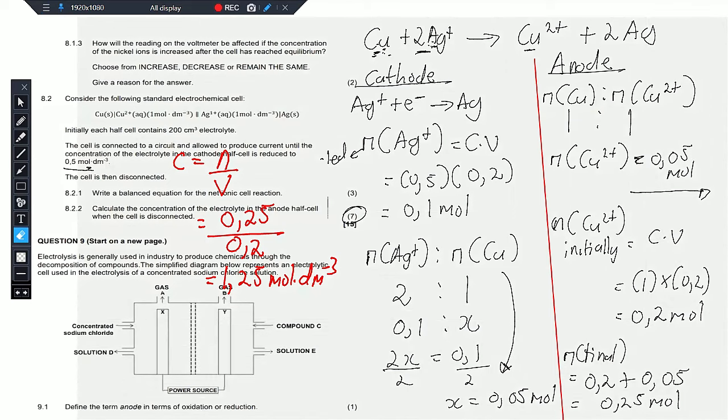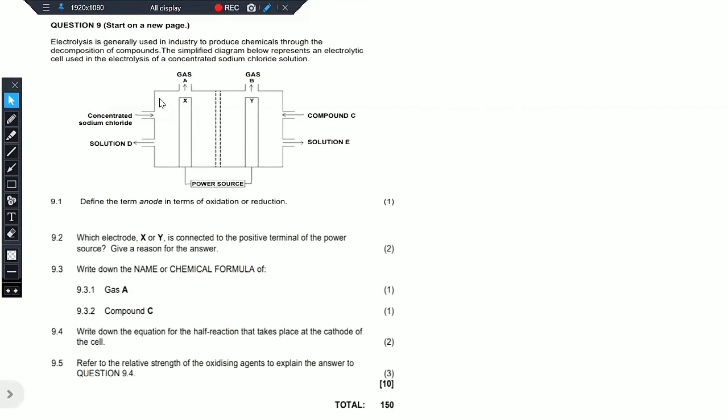Very nice one. Okay, so we have question 9, an electrolytic cell. It says electrolysis is generally used in industry to produce chemicals through the decomposition of compounds, the breaking down of compounds. The simplified diagram below represents an electrolytic cell used in the electrolysis of a concentrated sodium chloride solution. Right. So note that 9.1 here says define the term anode in terms of oxidation or reduction.